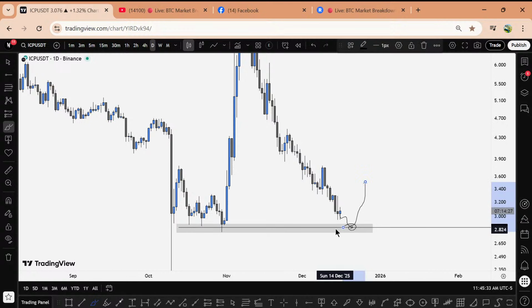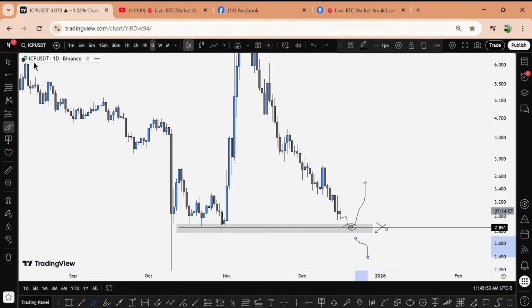But if we lose this, if we lose 2.8 cent level, keep in mind this one. If we lose it, price will go to hell. What does it mean by price will dump more? You can expect more bleeding in it.